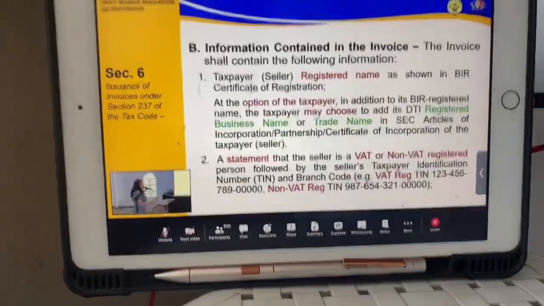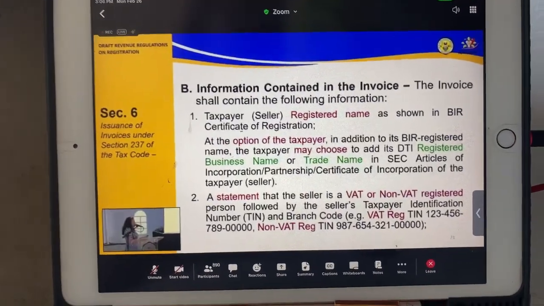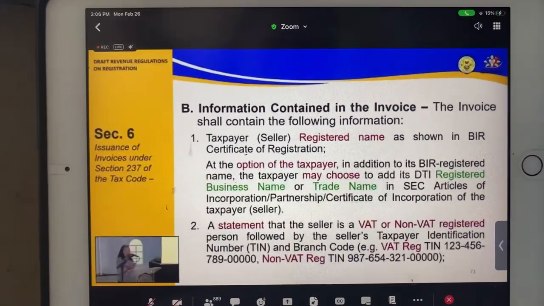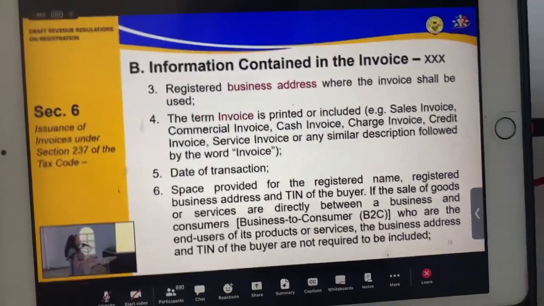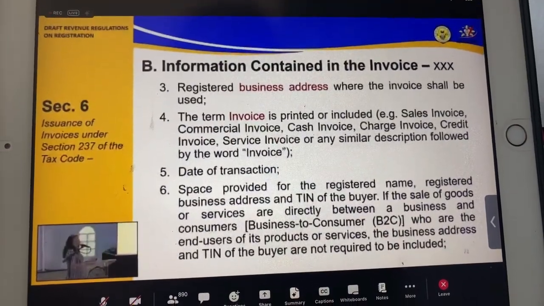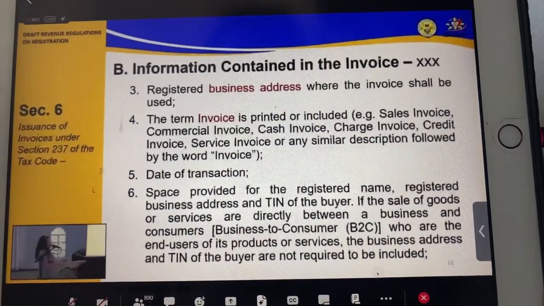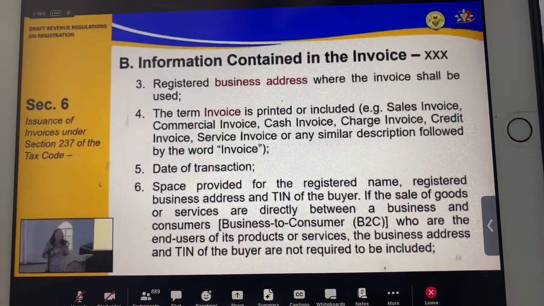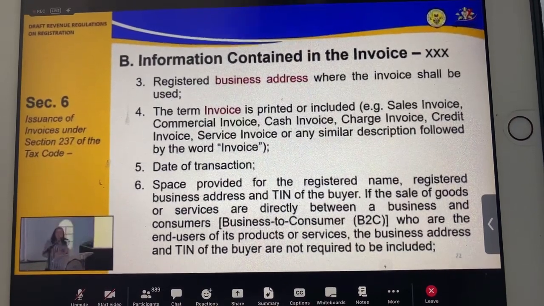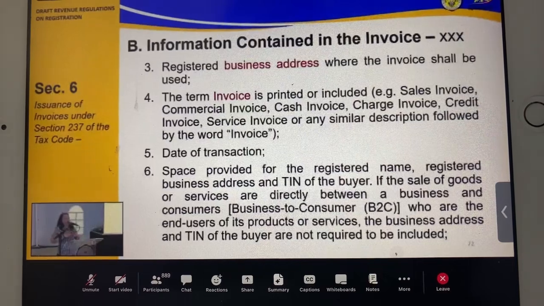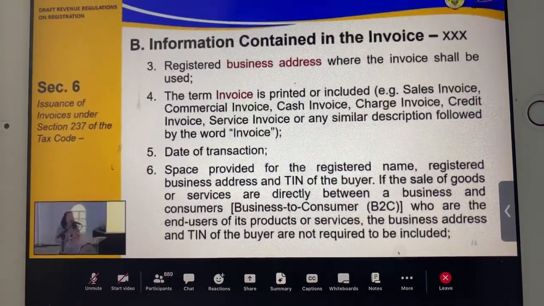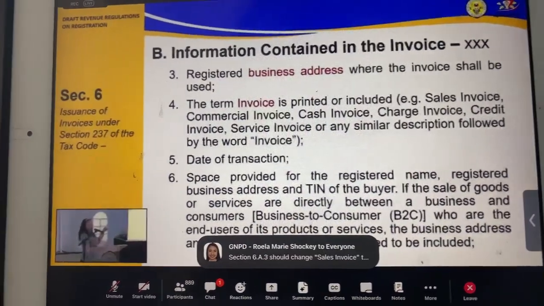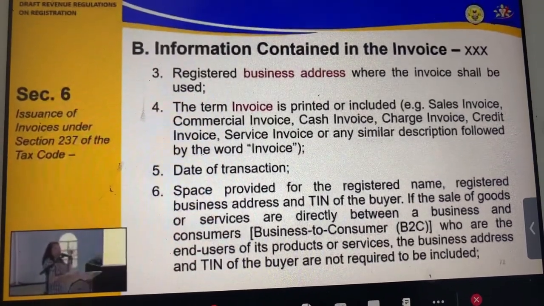Then, a statement that the seller is VAT or non-VAT registered followed by the TIN and branch code. So, that's the second information that is mandated. Next, the registered business address where the invoice shall be used. Then, number 4, the term invoice is printed doon sa document. Dito po lalabas kung sales invoice ba yan, cash invoice ba yan, charge invoice ba yan, credit invoice ba yan, miscellaneous invoice ba yan, service invoice ba siya. Bahala pa kayo kung ano man, basta meron siyang invoice sa dulo, such will have to be reflected in the document that you will issue for this purpose.